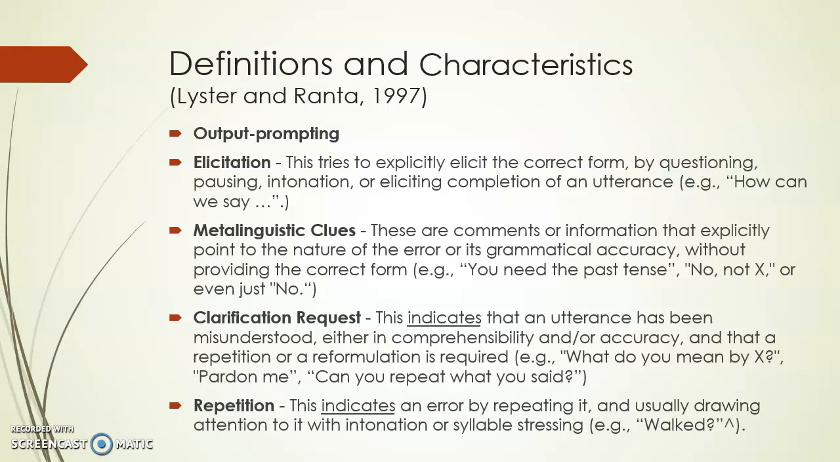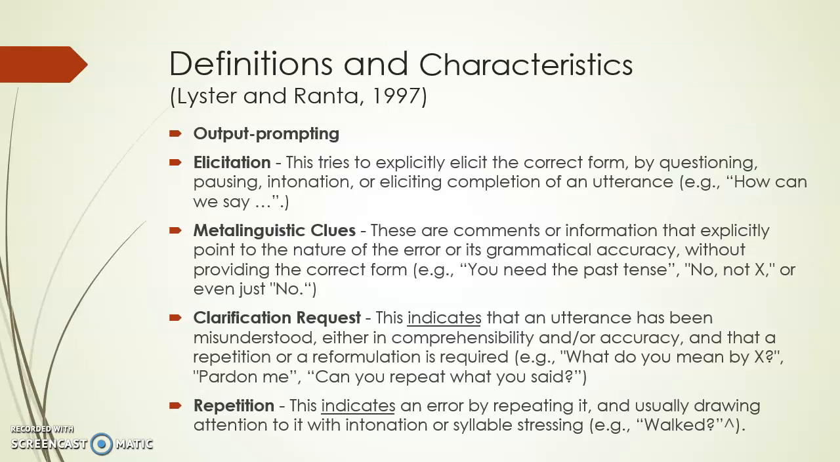Further, output prompting corrective feedback includes elicitation. This tries to explicitly elicit the correct form by questioning, pausing, intonation, or eliciting completion of an utterance. For example, "How can we say?" Metalinguistic clues are comments or information that explicitly point to the nature of the error or its grammatical accuracy without providing the correct form. For example, "You need the past tense," "No, not X," or even just "No."